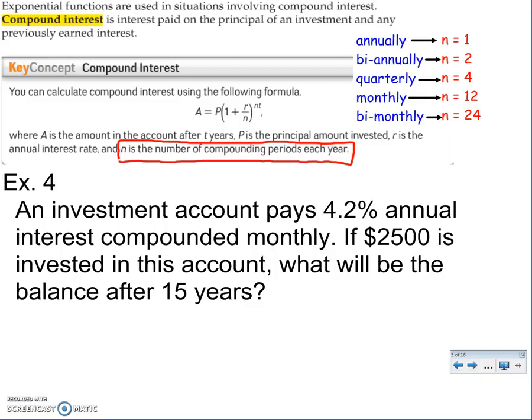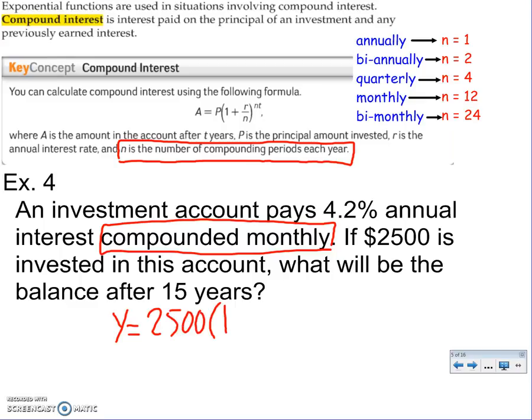All right, anyways, let's answer the problem. An investment account pays 4.2% annual interest, compounded monthly. So that tells me what N is. N is 12. There's $2,500 invested in the account. How much is there after 15 years? So, like before, that A is basically our Y. Y equals, P is our principal, how much we start with. This is the starting amount, which is $2,500.